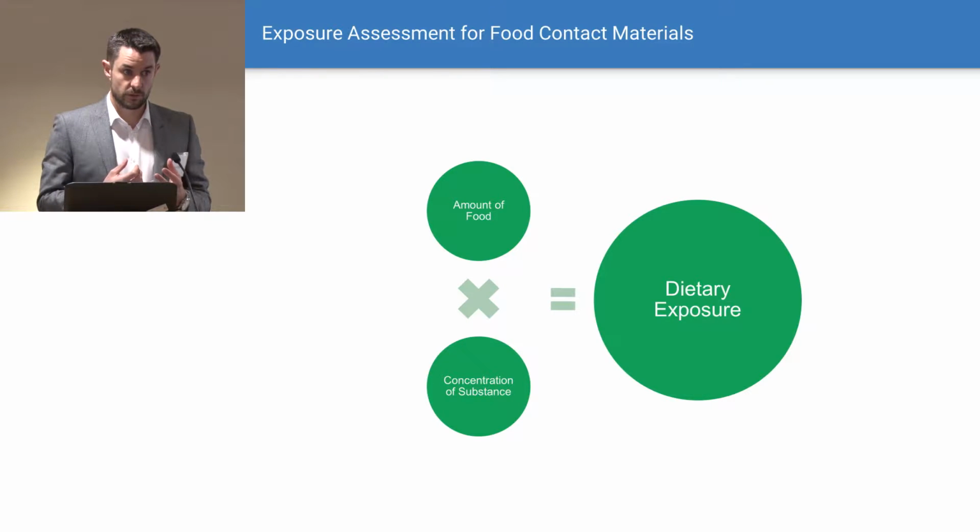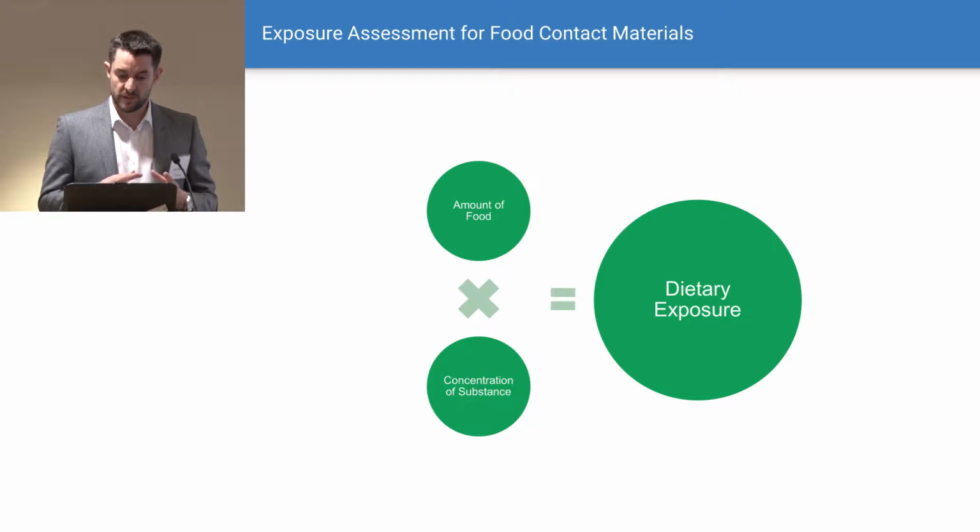Now this equation becomes very, very complicated when you consider the reality, particularly for food contact materials and food packaging. So people consume foods in different amounts and different combinations, different frequencies at different life stages in the diet, and chemicals can occur in different food contact materials which are used in different combinations for different food applications, and you have different levels of migration of those chemicals into food.